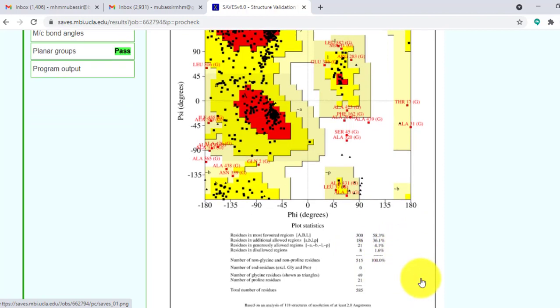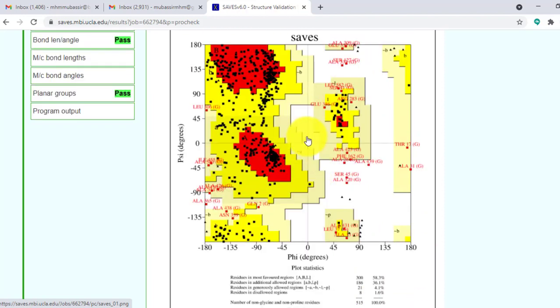So in total 100%. So here, the most favored region is 58.3%, but if your model quality is good, then we would get 90% in the most favored region. Okay, that means we will get a very good and very nice Ramachandran plot where you will get most of the dots, or all the dots, within this red area and yellow area. So I believe you have got a very clear idea about protein model validation.